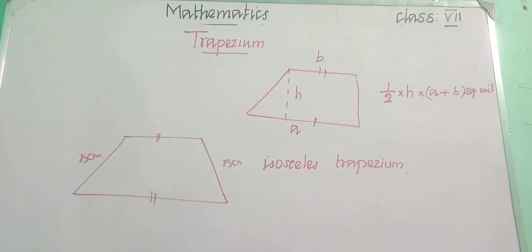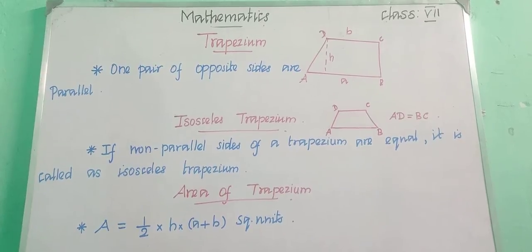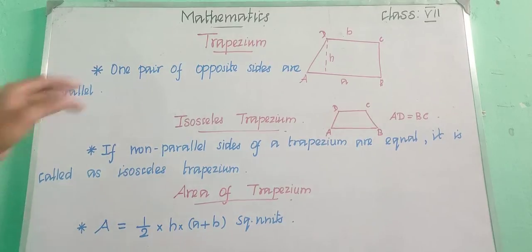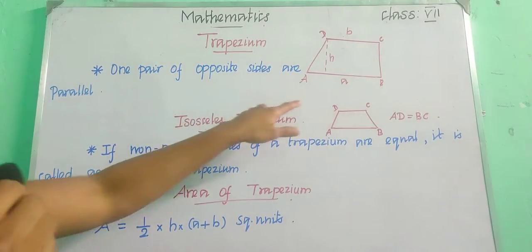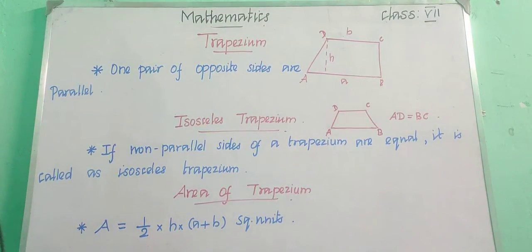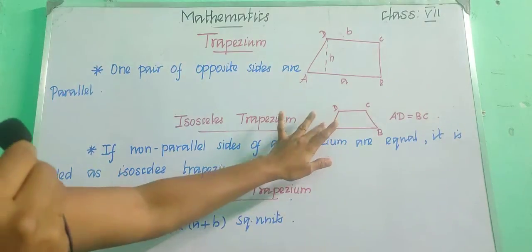Take your classwork notebook, children. Put today's date, and write the properties of trapezium. First of all, write the heading as trapezium. Draw this figure, the trapezium figure, and then write the property. Then write the heading isosceles trapezium, and then draw this isosceles trapezium.